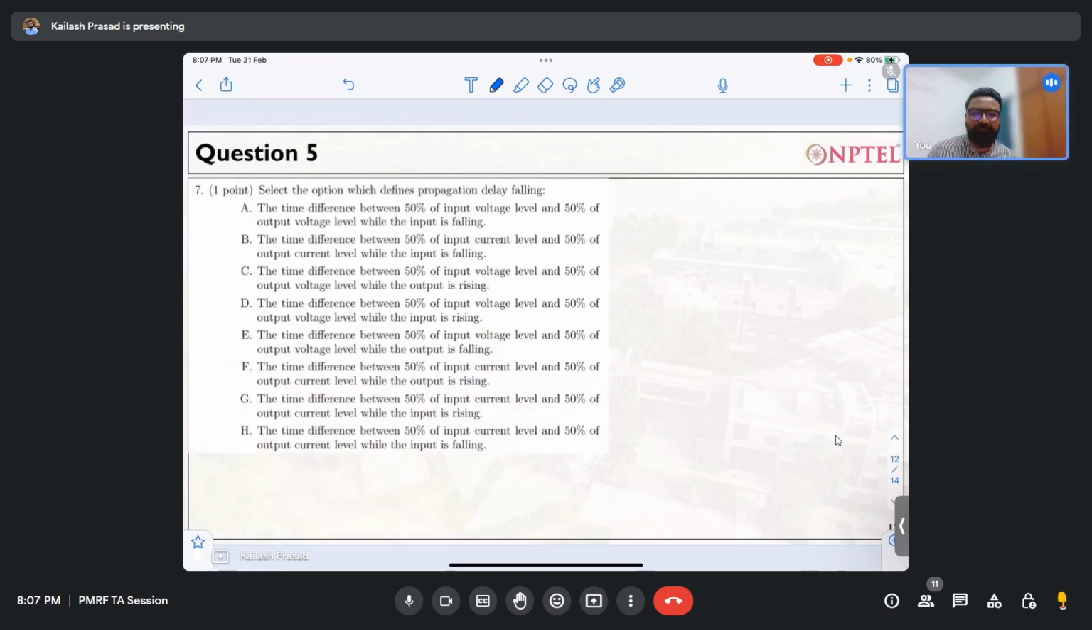Moving to the fifth question, again a very simple one. It is written 7 over here, so don't go by that. It is the fifth. Which of these defines the propagation delay for falling, TPD falling, TPDF? How do you calculate the falling delay? Can anybody tell me the answer? Quickly, this is an easy question.